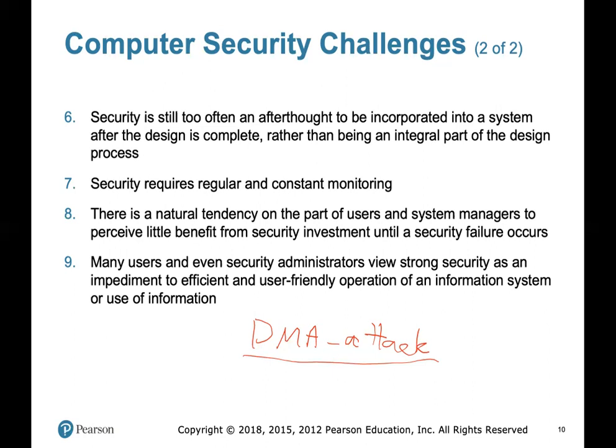Okay, security requires regular and constant monitoring. We cannot say, okay, we have designed the system and we thought about its security, it's okay, let's just, for example, leave the system to work on its own. No, that's not the case. If you care about the security, you should be regularly checking, regularly assessing, and monitoring your system.